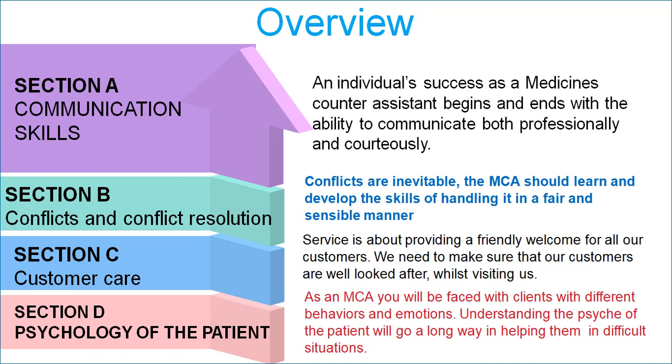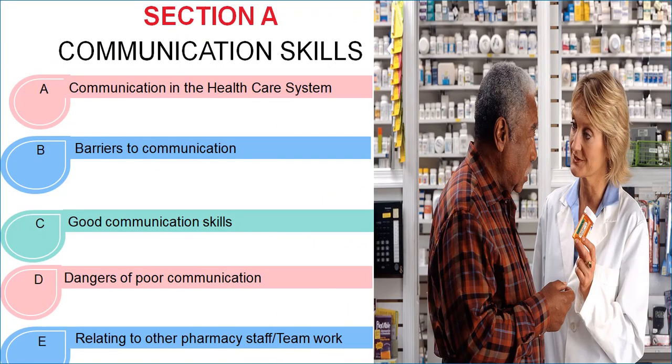Then we'll talk about the last section, Section D. This section talks about the psychology of the patient. As an MCA, you'll be faced with clients with different behaviors and emotions. Understanding the psyche of these patients will go a long way in helping them in difficult situations. And more often than not, when they come to the pharmacy, we are supposed to be able to help them.